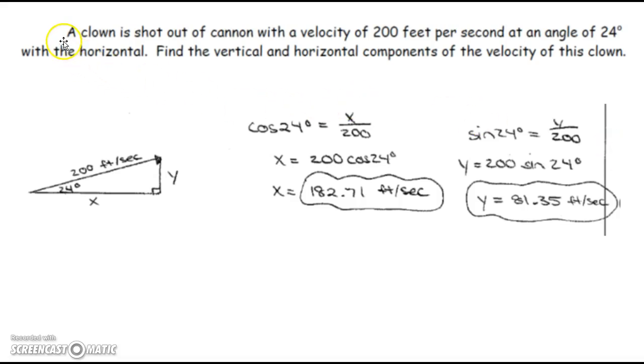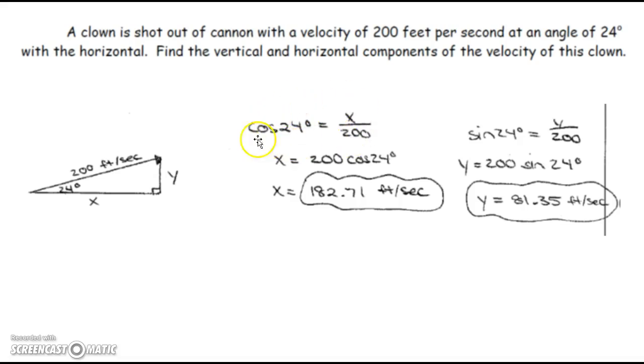Let's work a second example. A clown is shot out of a cannon with a velocity of 200 feet per second at an angle of 24 degrees with the horizontal. Find the vertical and horizontal components of the velocity of this clown. Well, if we draw ourselves a picture, we know that the angle is 24 degrees. We know the velocity is 200 feet per second. We want the horizontal component and we want the vertical component.